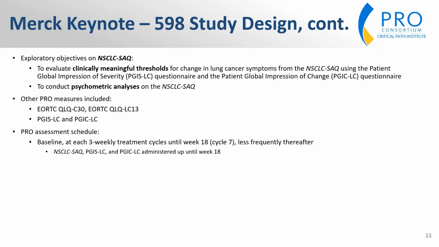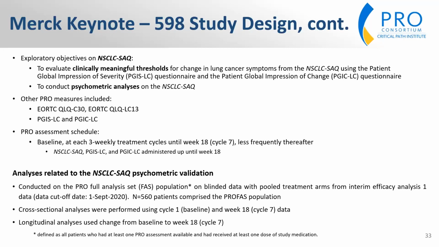The PRO assessment schedule was determined based on the need of the study. PROs were assessed at baseline, at each of the 3-week treatment cycles until week 18, or what was considered cycle 7, and then less frequently afterwards. One thing to clarify was that the non-small cell lung cancer SAQ, the PGIS and PGIC were administered up to week 18, and I will talk a little bit about this later as well.